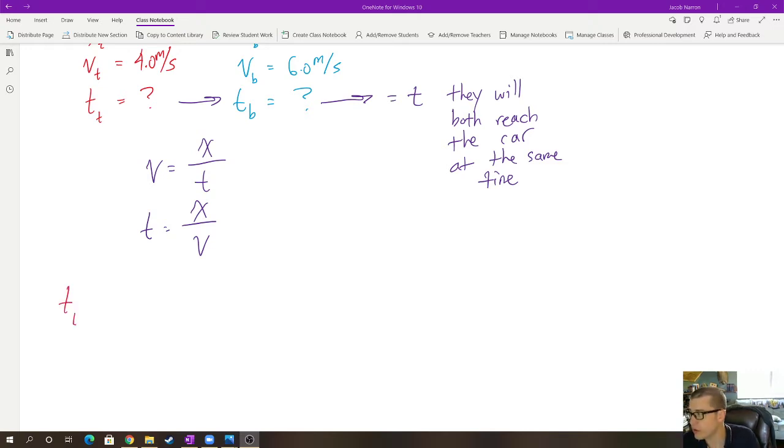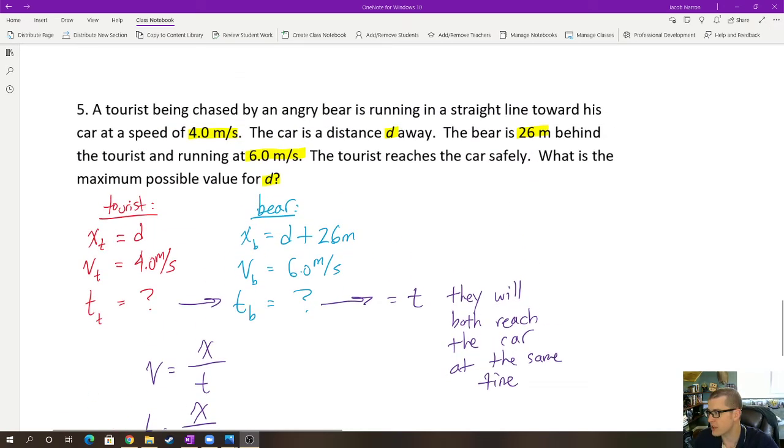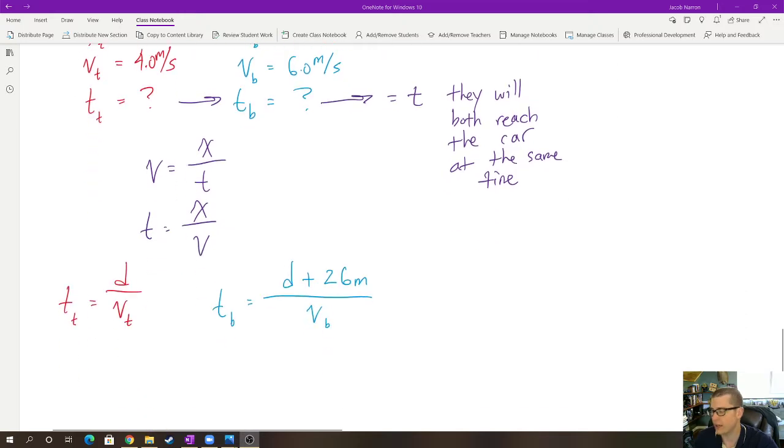I'm going to plug in for x. We know that x of the tourist is going to be that distance d that the problem gives us, divided by the velocity of the tourist. And I can do the same thing with the bear. So time of the bear is going to be equal to, now remember, displacement of the bear is distance plus 26 meters, and this is all going to be over velocity of the bear. So again, I don't want to plug in velocities yet, but I'm taking the information that I have up here in my list and putting it down below.